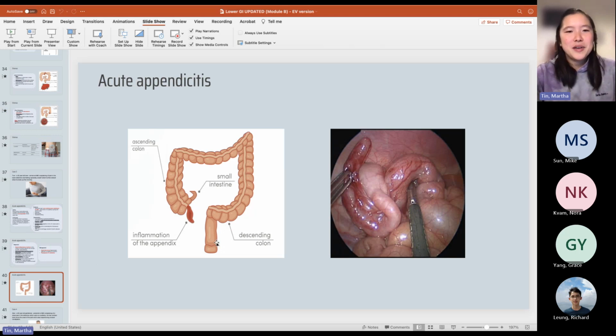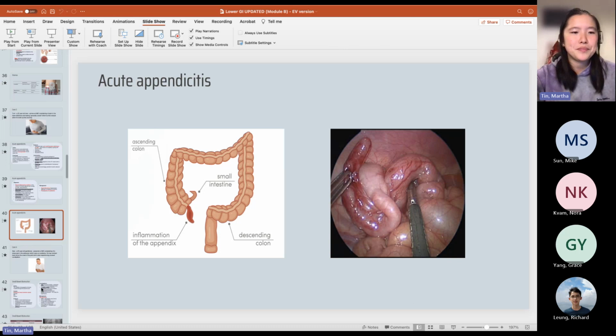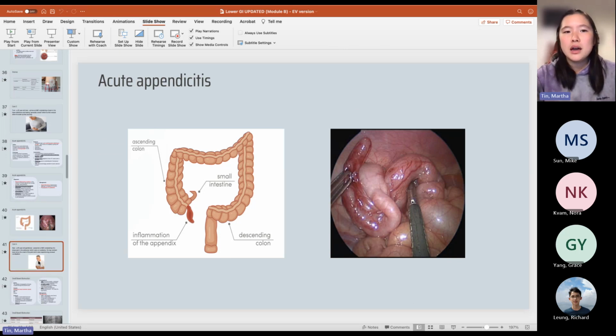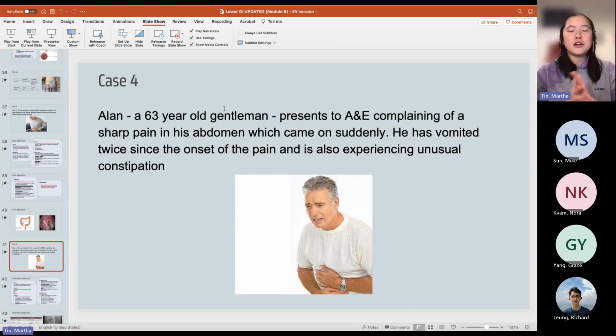Here's just an image of this big swollen inflamed appendix and how you might see it in laparoscopic surgery. Cool. All right, next, another case.